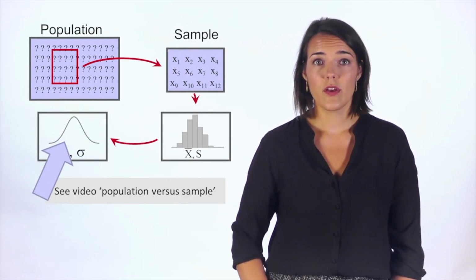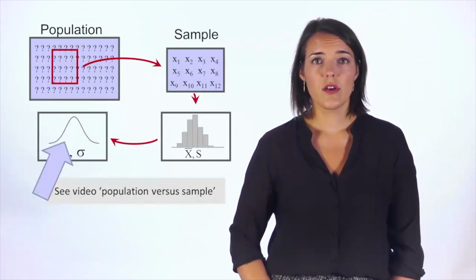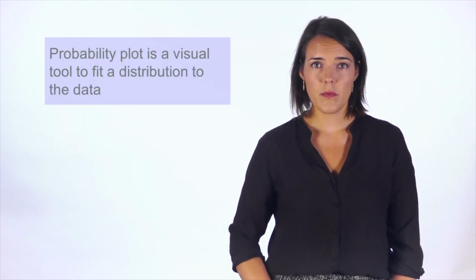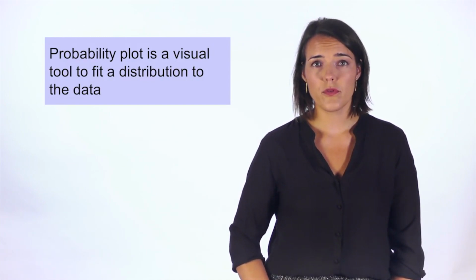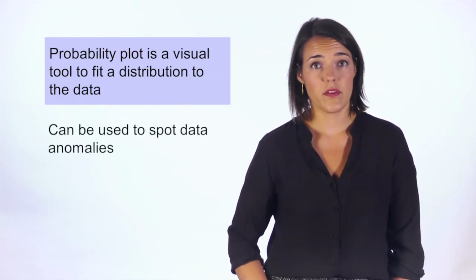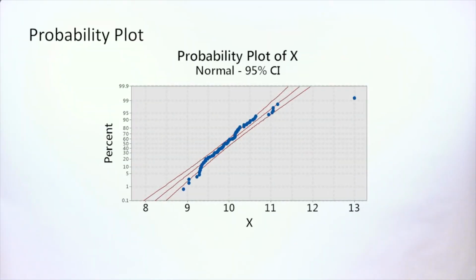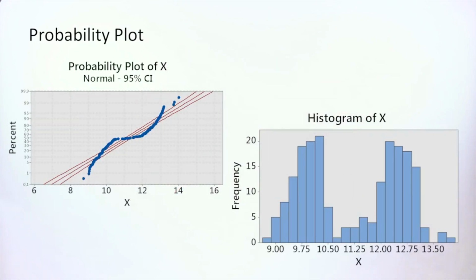Apart from this, you can also use the probability plot to spot data anomalies. So, concluding, the probability plot is a powerful tool to determine which distribution fits best, and it can be used to spot these anomalies. Let's have a look at some common situations. This probability plot clearly shows outliers. It can also help to detect bimodality. In that case, you will see an S shape, representing the two distributions.